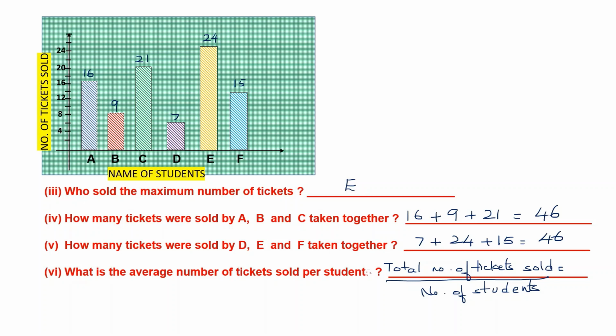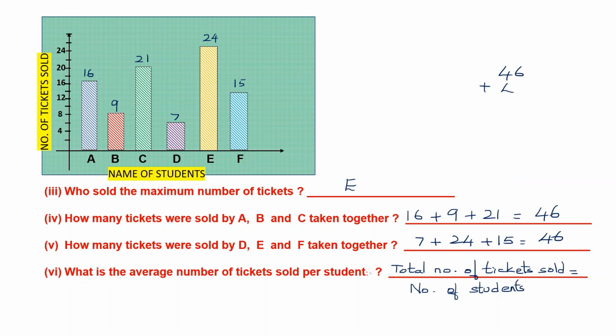So total number of tickets sold, now we can take these two numbers 46 and 46, because this 46 tells us the tickets sold by A, B and C, and this tells us the tickets sold by D, E and F. So if we add up these two, we will know the total number of tickets sold. So let's do that. So that is 46 plus 46.